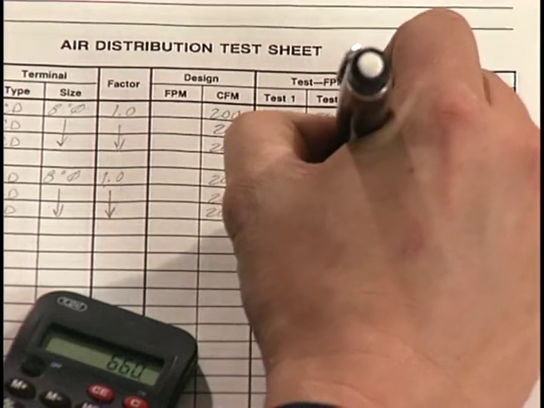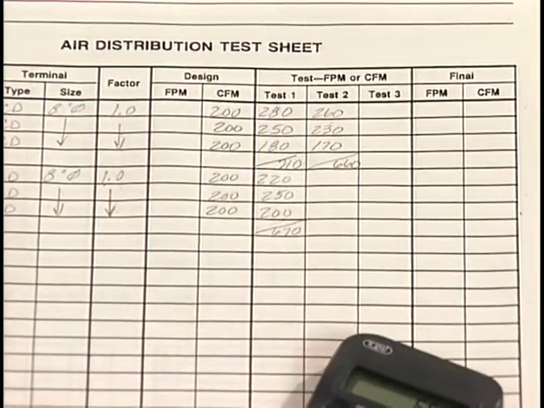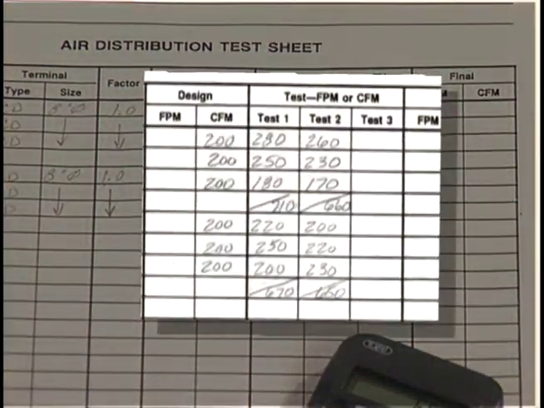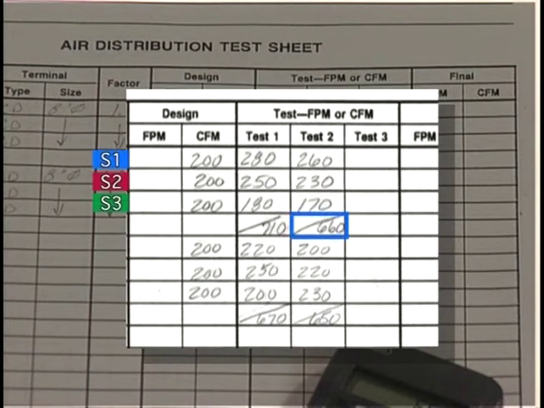From the datasheets, you can see that this branch has been adjusted at the branch damper to 660 CFM, which is 110% of design. The readings with the capture hood indicate that outlet S1 is 260 CFM, S2 is 230 CFM, and S3 is 170 CFM, for a total of 660 CFM.